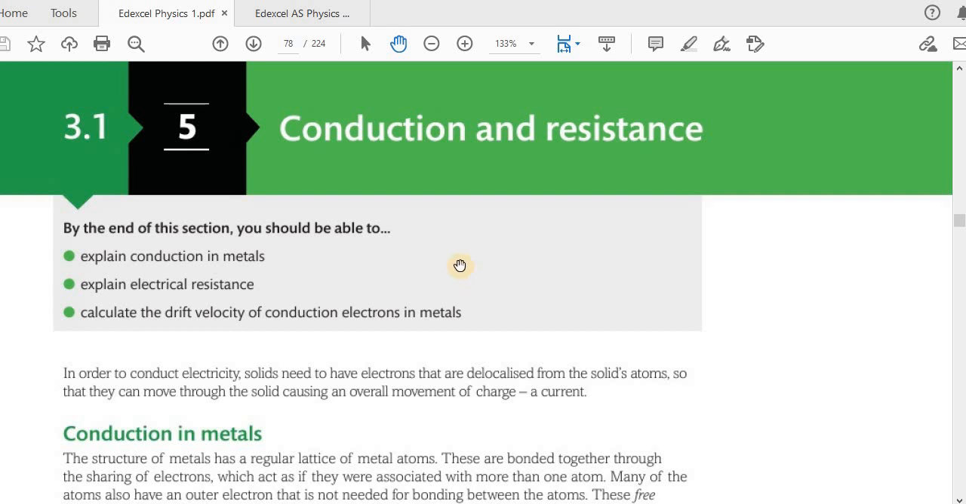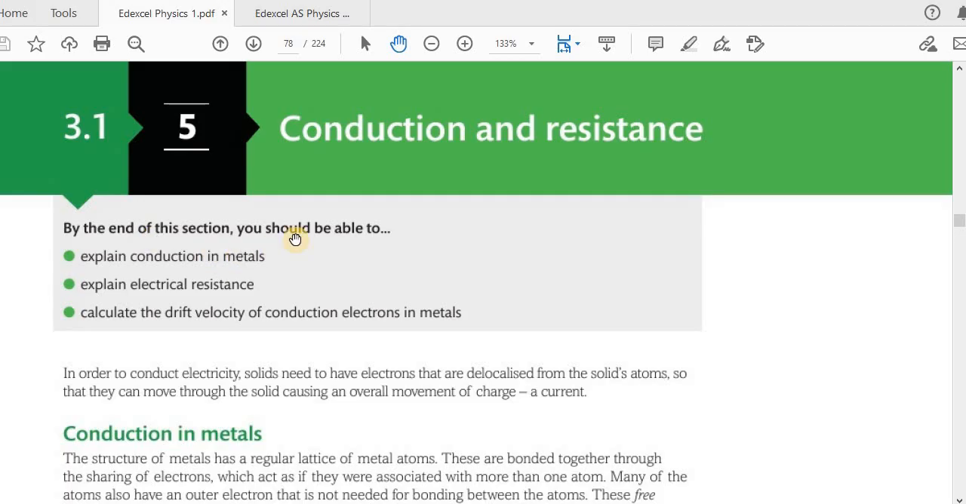The next topic is conduction and resistance. This is chapter 3.1 part 5. Previously we saw resistivity, and before that we saw the Ohm's law equation and the IV characteristics or IV graphs of different components, including ohmic and non-ohmic conductors.